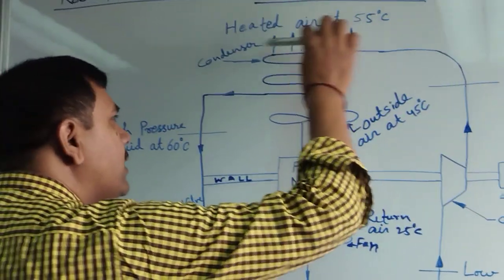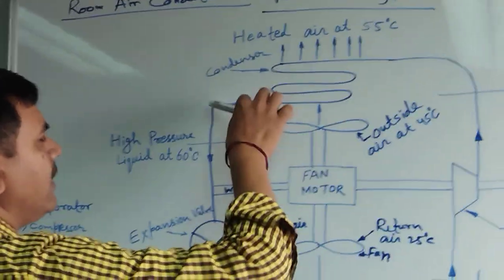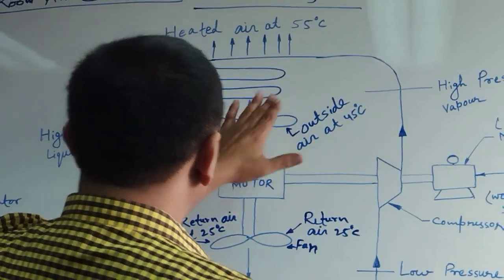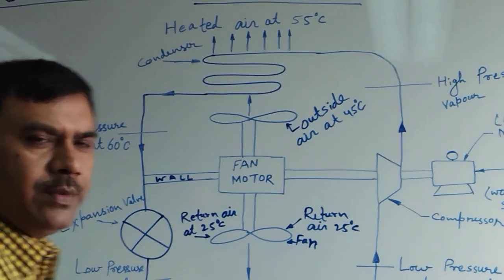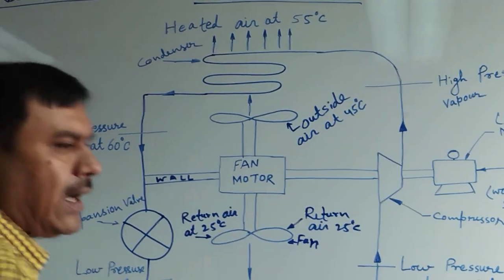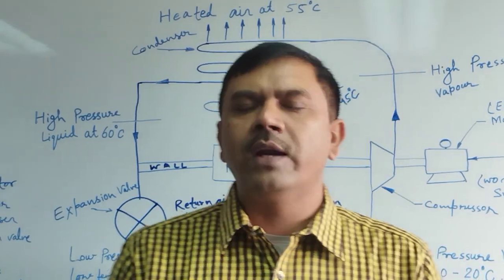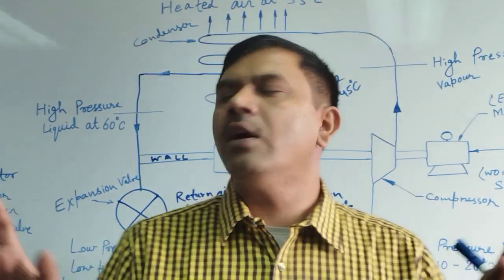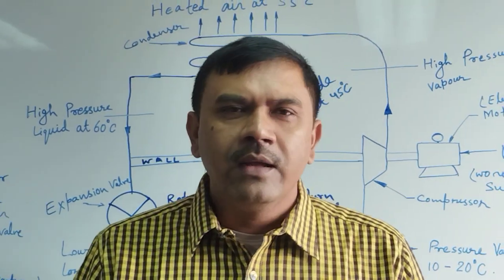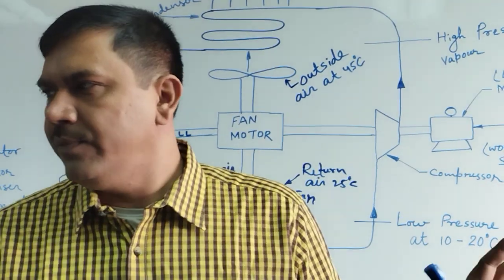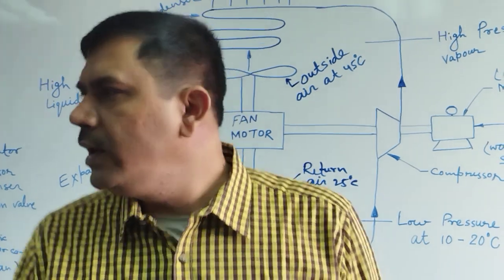The tubes have fins, and the high pressure vapor of refrigerant goes inside the tubes. It will flow. What does the condenser do? Any type of condenser is used for cooling the refrigerant. The condenser's work is the cooling of the system. Only this working.